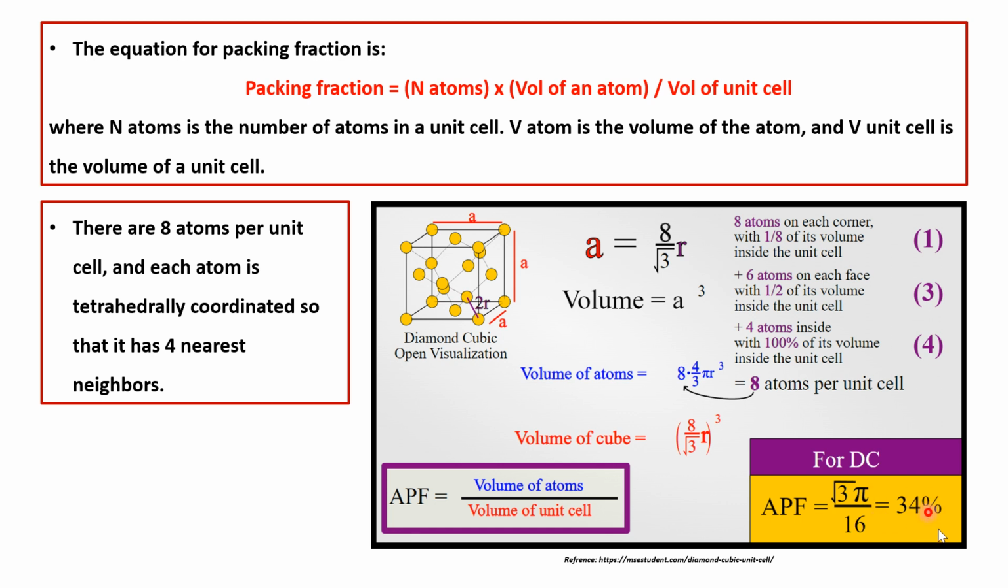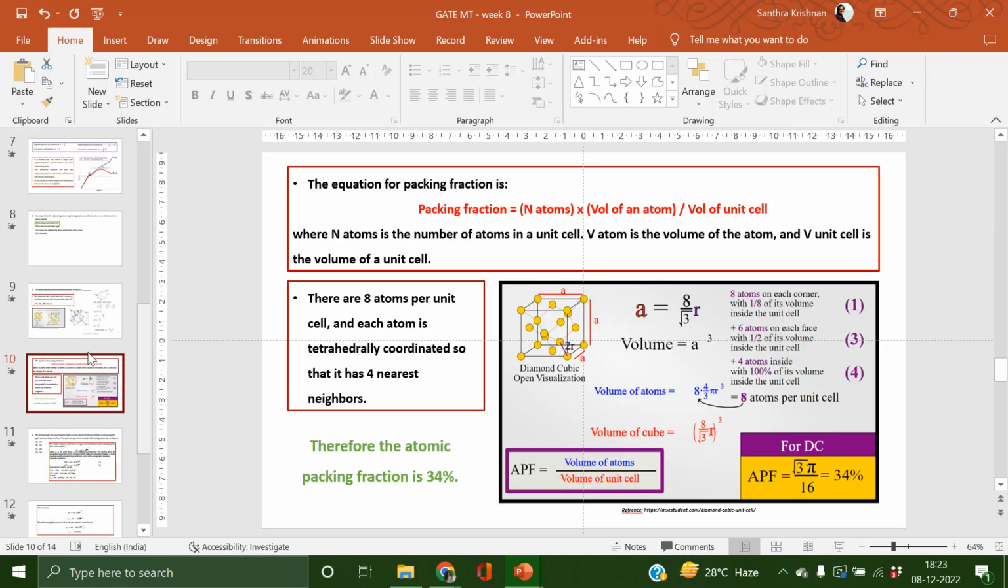Normally we might know 34 percent, but instead of memorizing, if possible, please go through the steps. Then you will be able to answer similar questions for all types of unit cells. So I hope this is clear, whatever we have been discussing with respect to the atomic packing fraction.